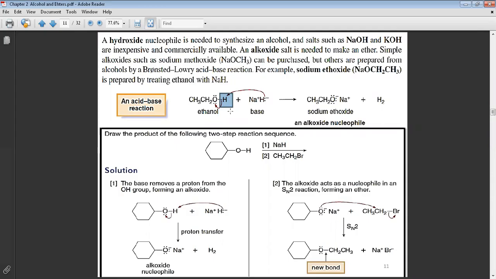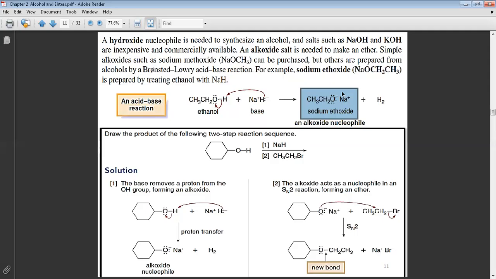That means if you have a base like this, the base will attack the proton to give you the oxygen negatively charged. Oxygen negative with Na will be a salt. Okay, sodium ethoxide, a salt. Now, is sodium ethoxide a nucleophile or not? Nucleophile. Okay.